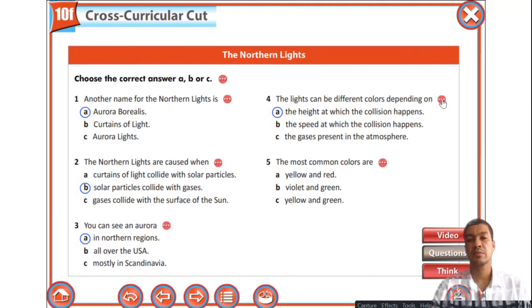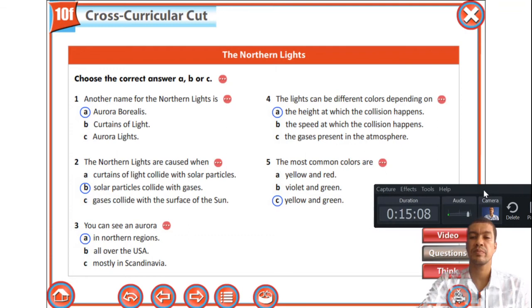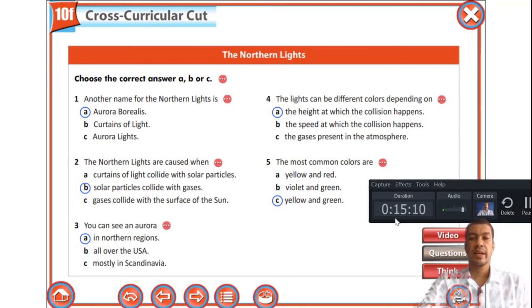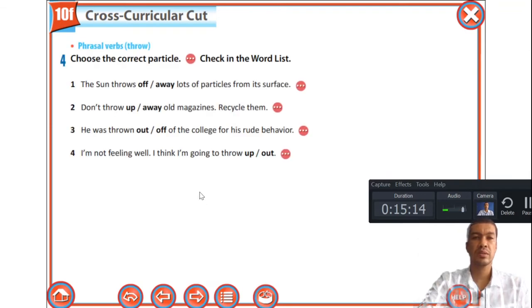And then lastly, the most common colors are, and we have a range of options, of which only yellow and green are the most common colors that we can notice. And that concludes it for this section as we move on.